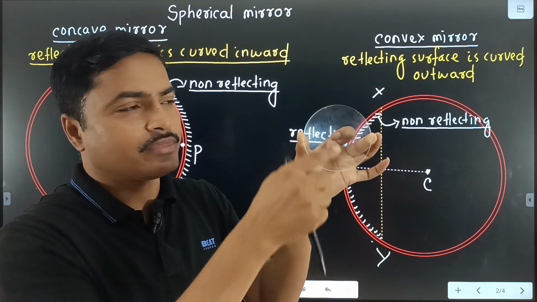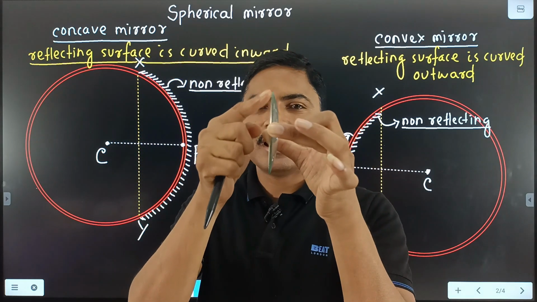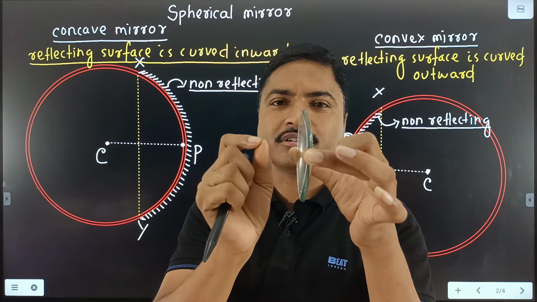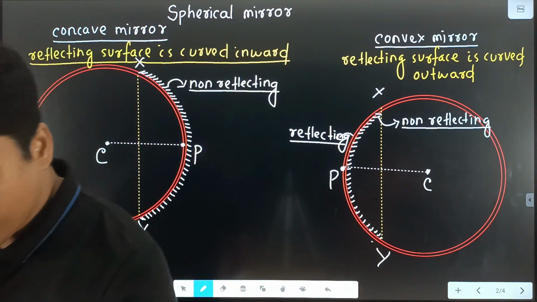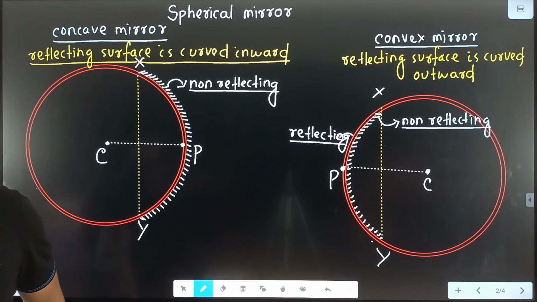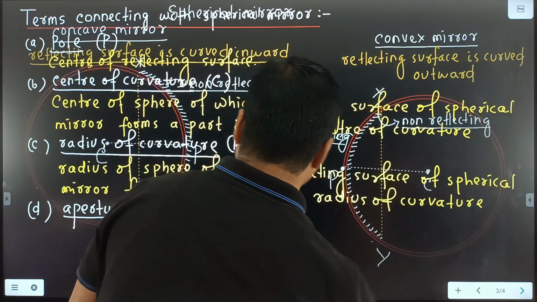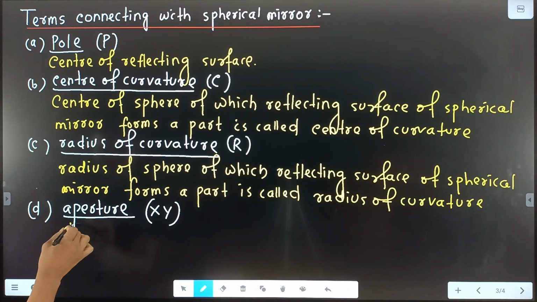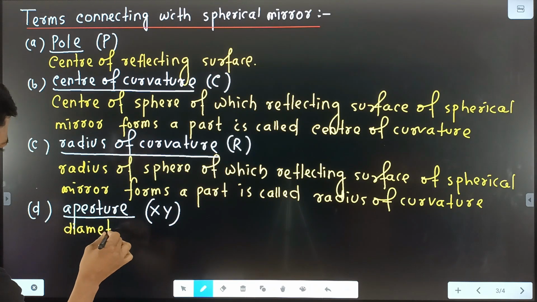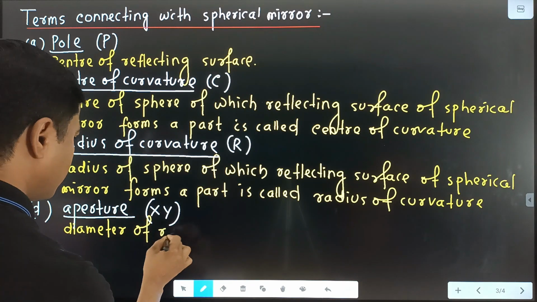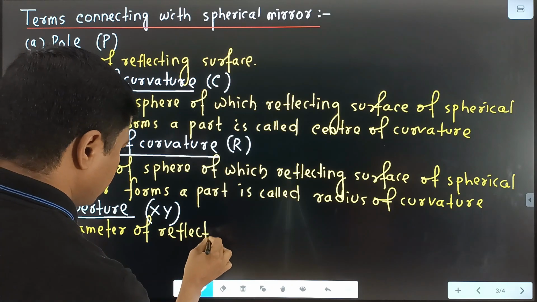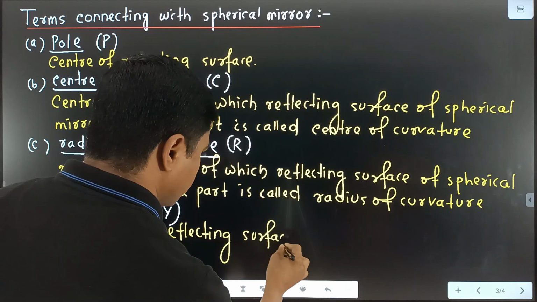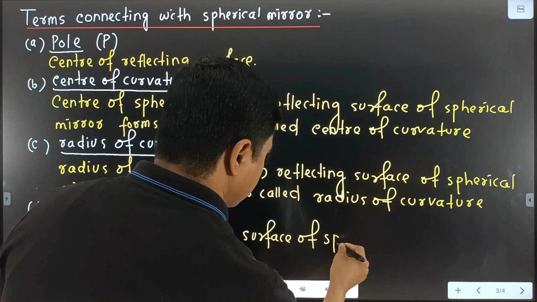And this diameter is known as the aperture. Clear? So simply write: aperture means diameter of the reflecting surface. We write diameter of reflecting surface of spherical mirror.